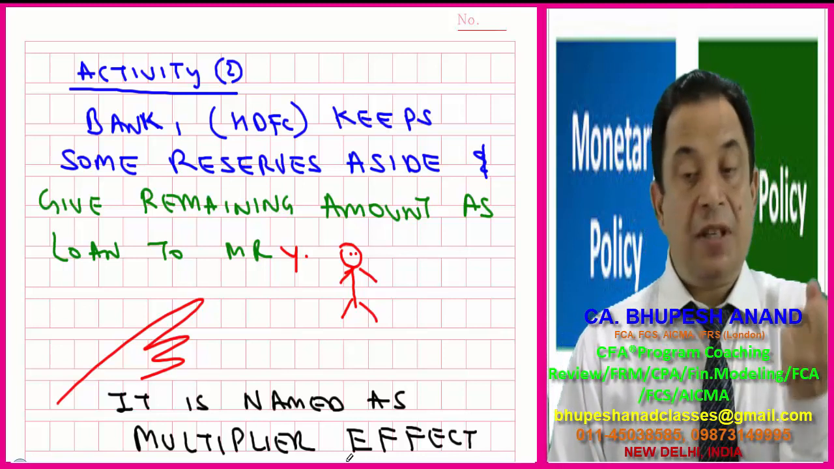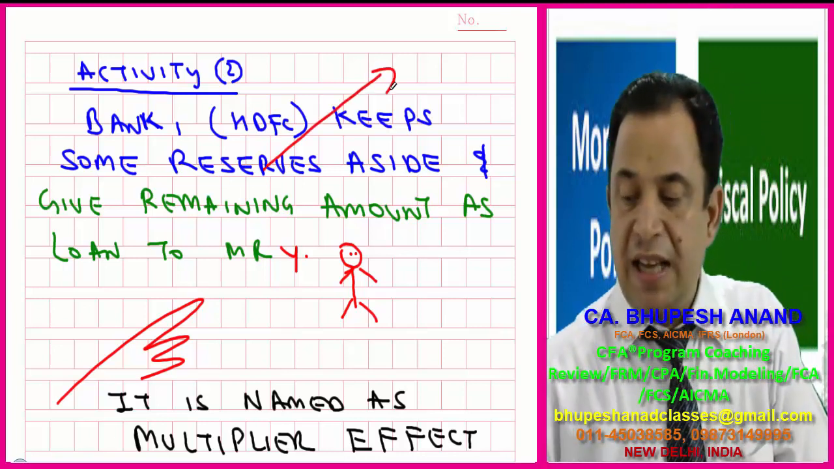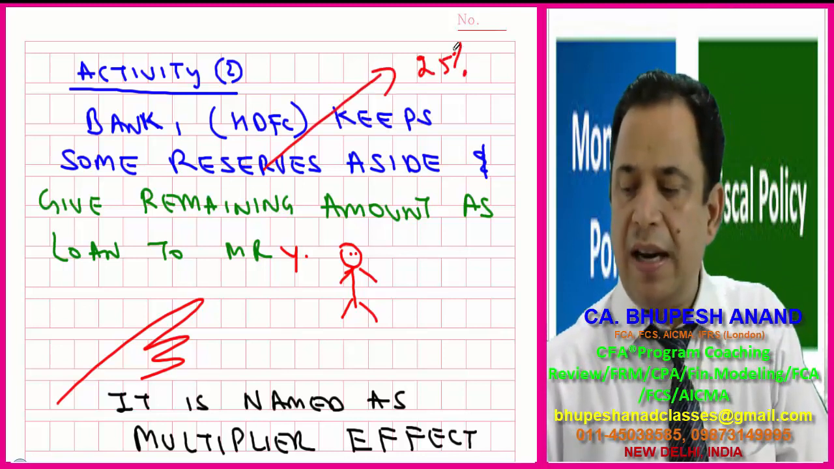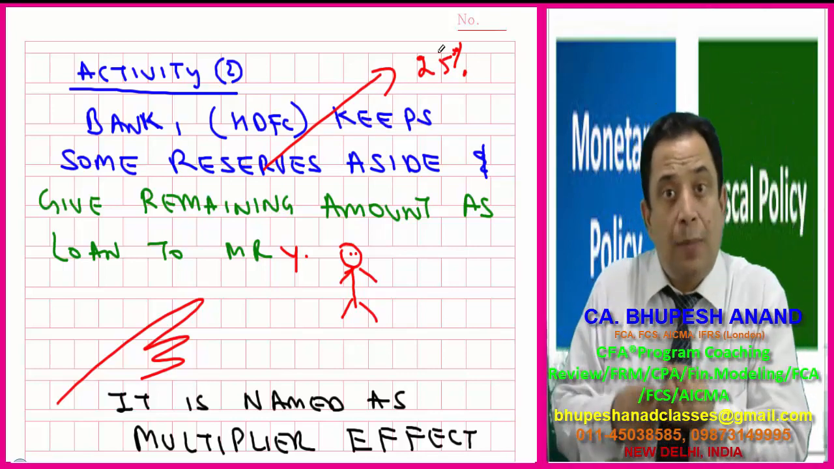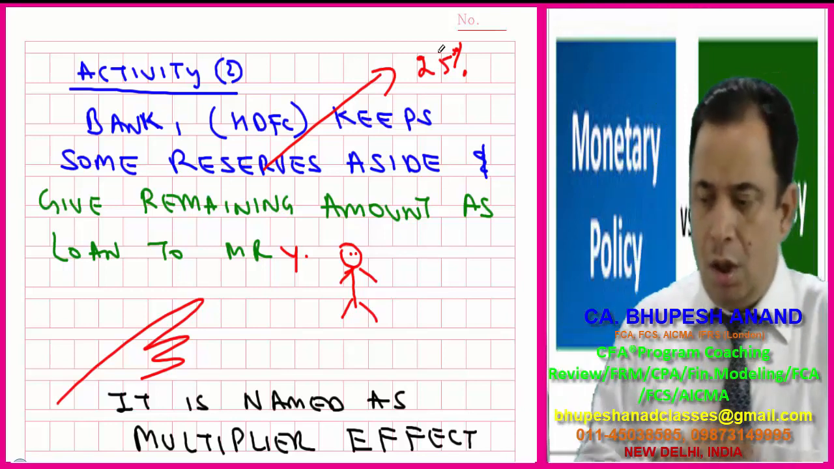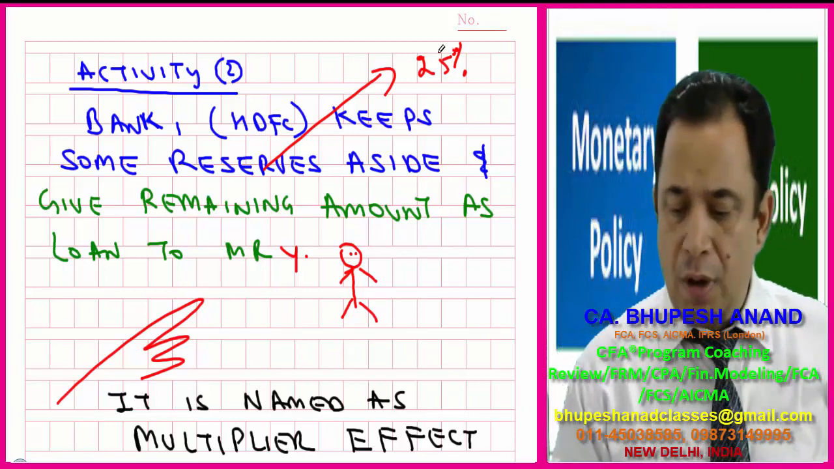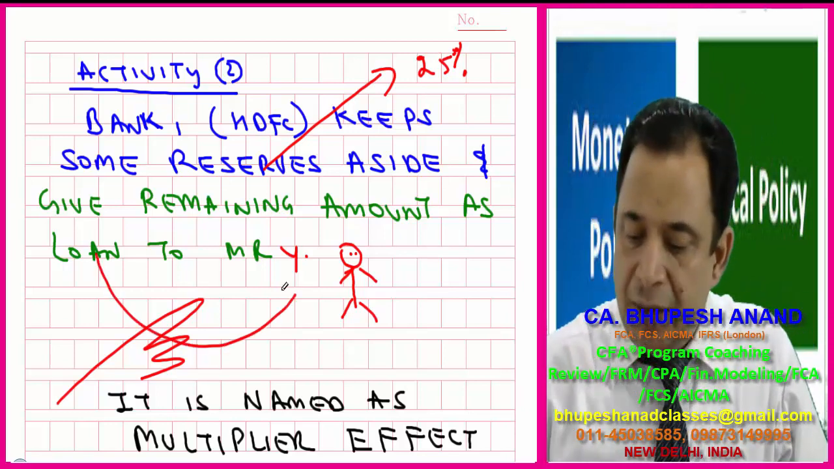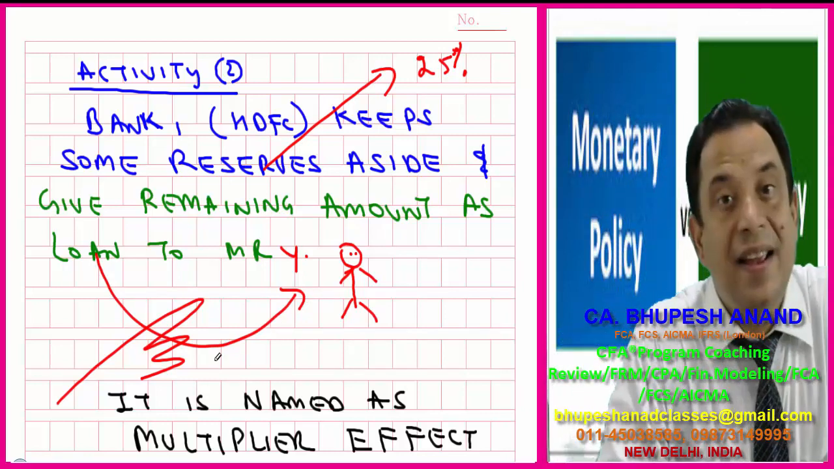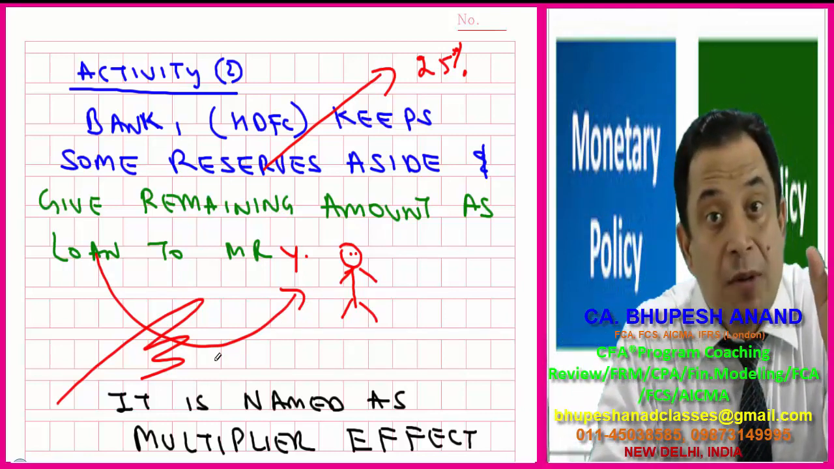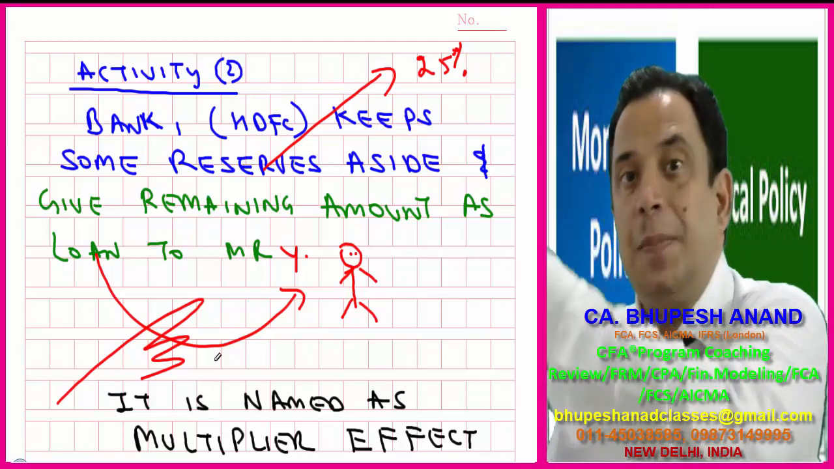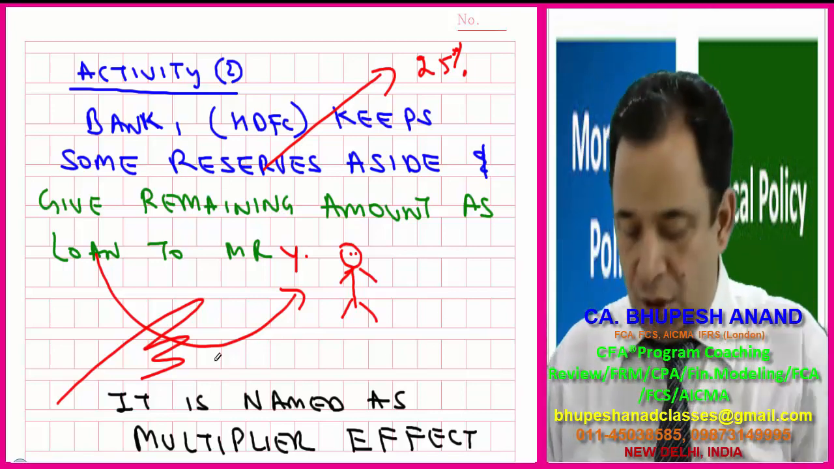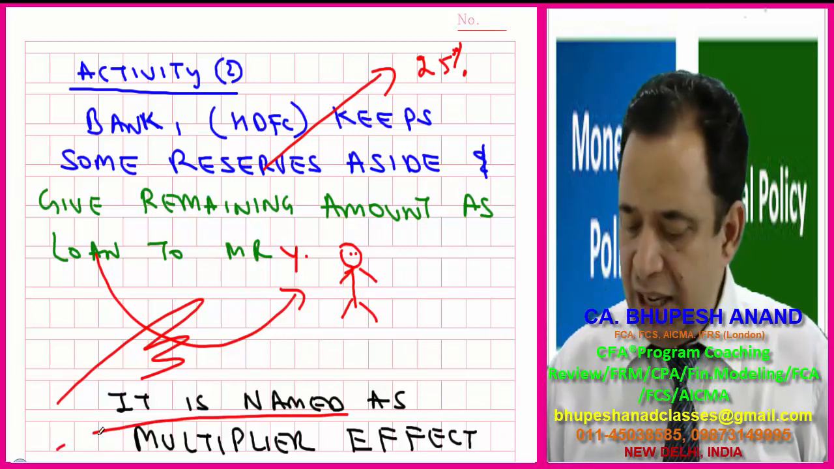Bank one, HDFC, will keep some reserves. As we have seen, the total reserve is 25%. I'm just assuming, I've just shown you SLR and CRR. The total amount is 25%. It can be anything. The bank can keep the remaining amount as a loan and give it to Mr. Y. It means the same money deposited by Mr. X, $100, has been given as a loan to another person after keeping that retention. It is named as money multiplier.